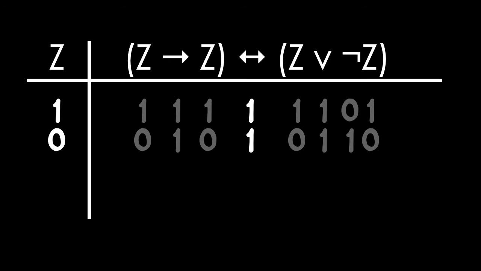The value for the whole sentence is underneath the main logical operator. Everything else, which I've grayed out on this slide, was just record keeping. What we've learned is that this long sentence gets a value of 1 regardless of what the value of Z is. That is, it's true regardless of whether Z is true or false.